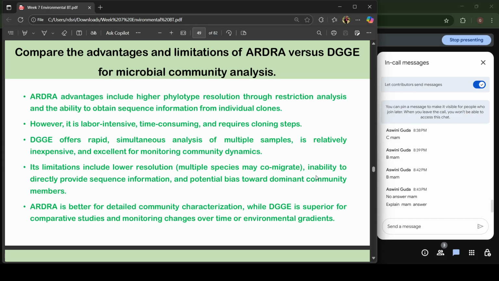So the basic difference is what kind of data both of these give, and how reliable the data can be, and then in what circumstances we can use ARDRA, and in what circumstances we can use DGGE. So this could potentially tell you about the advantages and limitations.